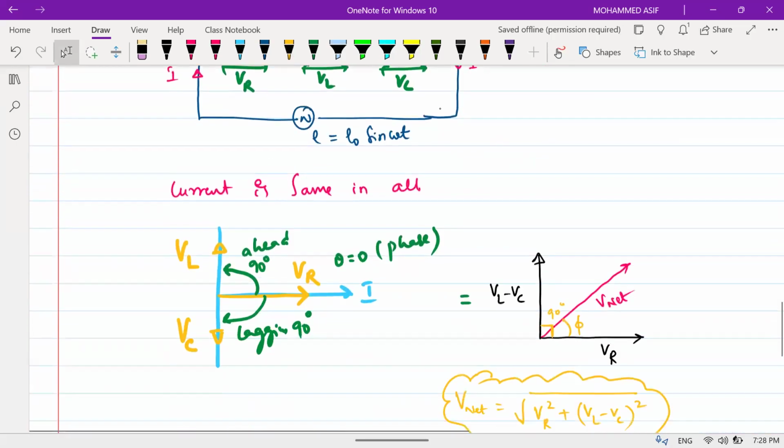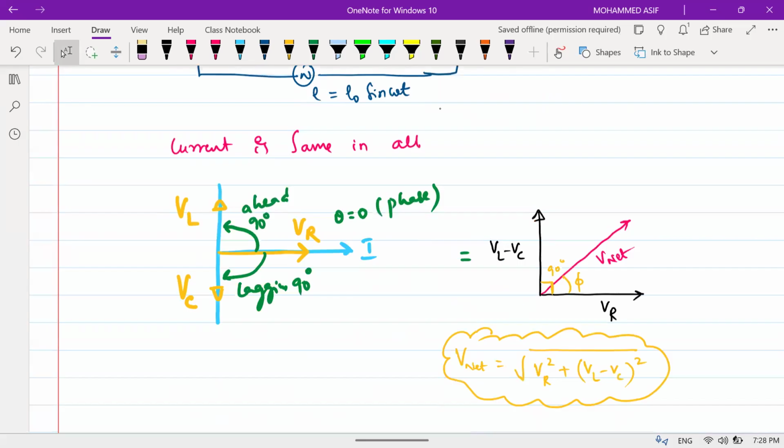Whenever current passes through an LCR circuit, VR is along the x-axis, the angle between them is 0. VL is 90 degrees ahead with respect to the current. VC is 90 degrees lagging with respect to the current. Am I clear?